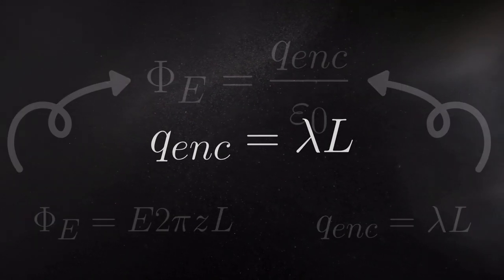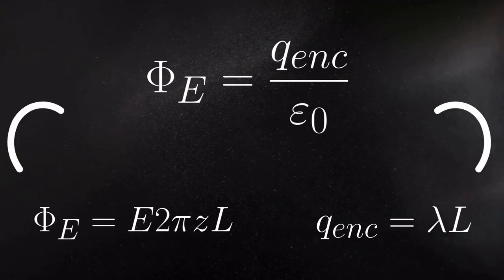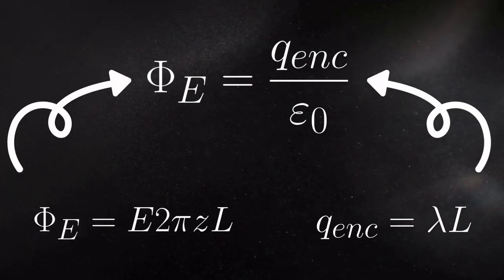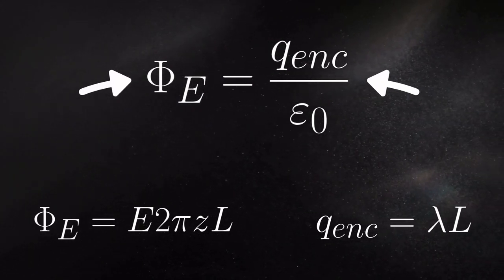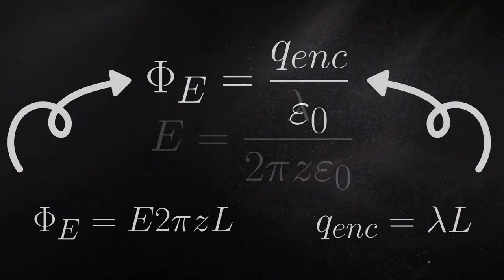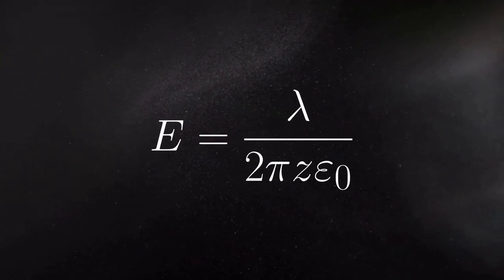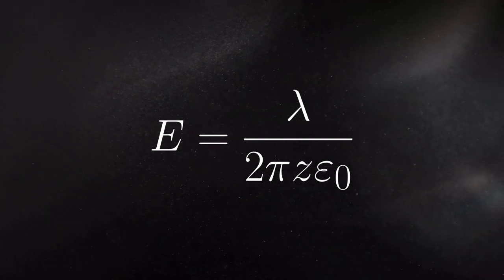Now we can take the integral form of Gauss's law, which is that the flux from the E field is equal to Q enclosed over epsilon naught. All we have to do is replace the flux with E 2 pi Z L and Q enclosed with lambda L. Then we solve for E. This gives us the E field at any radius Z, which is where point P happens to be.